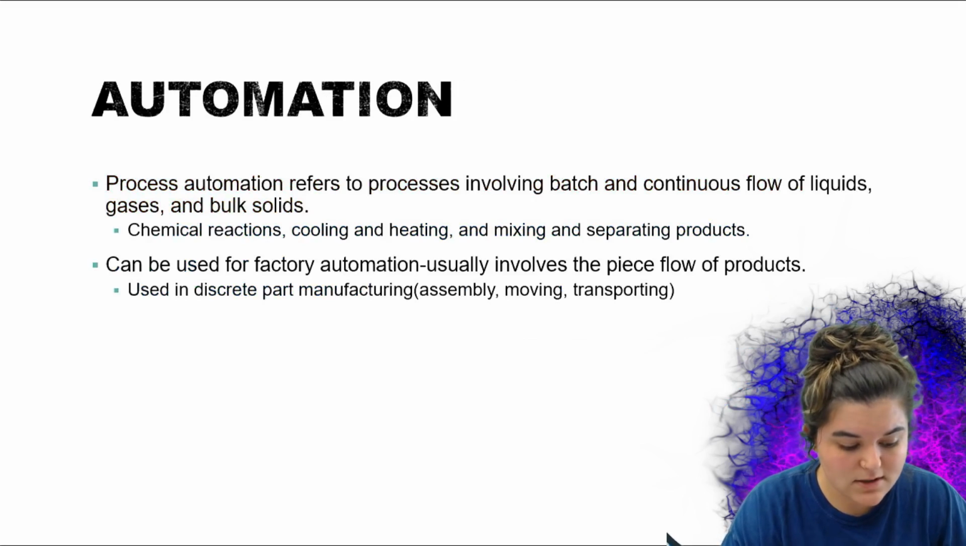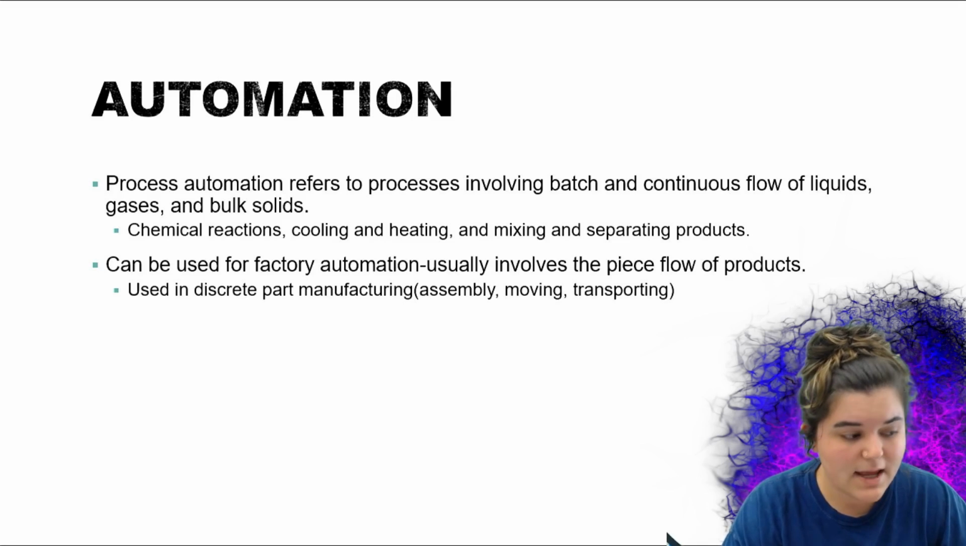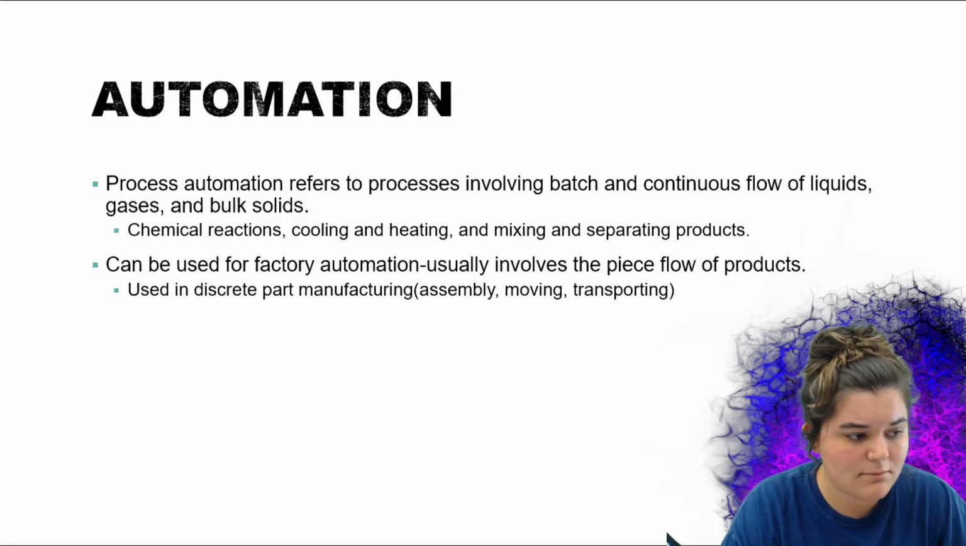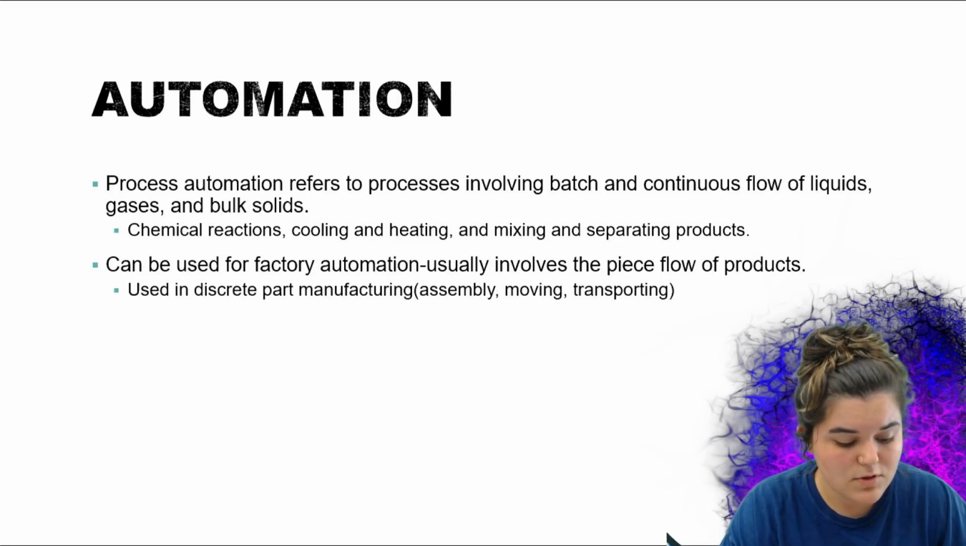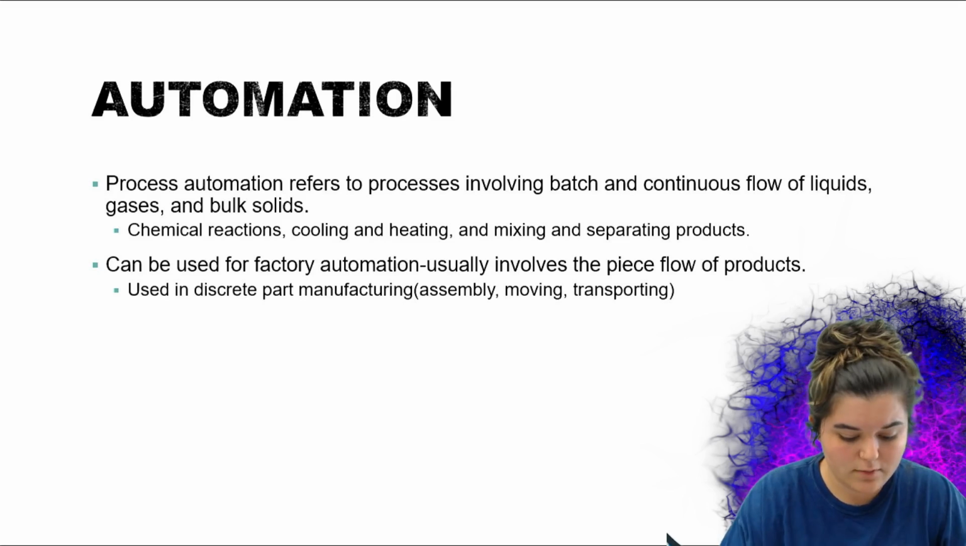Automation. So process automation refers to processes involving batch and continuous flows of liquids, gases, and bulk solids. Some examples are chemical reactions, cooling and heating, and mixing and separating products. They can be used for factory automation, usually involves the piece flow of products, used in discrete part manufacturing like assembly, moving, and transporting.